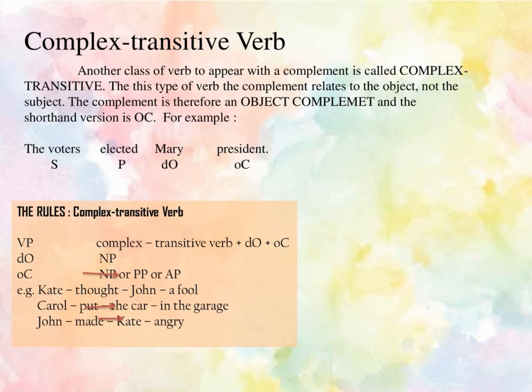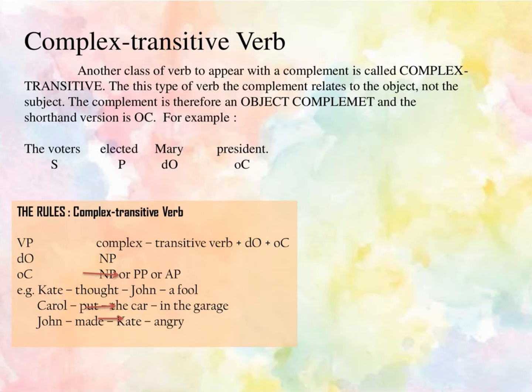Another class of verb with a complement is called complex-transitive. With this type of verb, the complement relates to the object, not the subject. The complement is therefore an object complement, and the shorthand version is OC. Complex-transitive verbs look like they have two objects, but they are different: there are a direct object and an object complement.